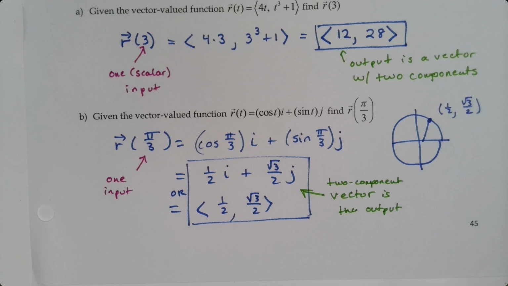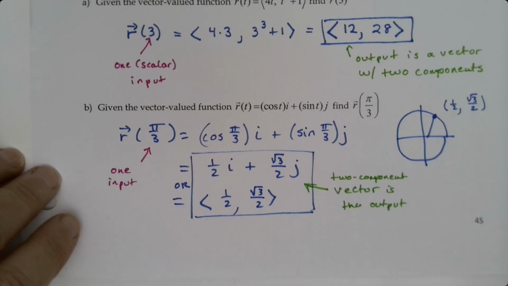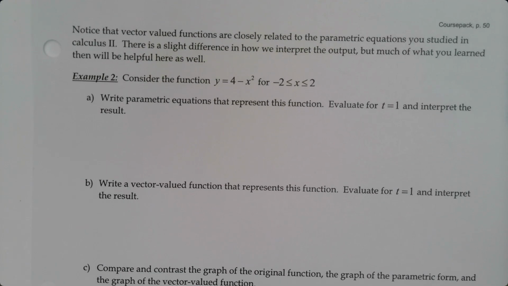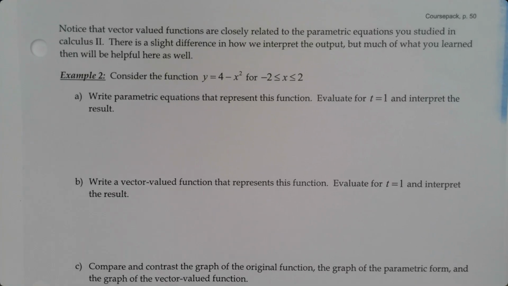So if this is looking familiar, it should. It's very closely related to parametric equations that we studied in Calculus 2. I actually learned them in pre-calculus, but that was a long time ago. So there is a slight difference in how we interpret this output, but a lot of what you learned in terms of parametric equations is still going to be true here. So let's compare parametric and vector values. You can see the slight difference here.